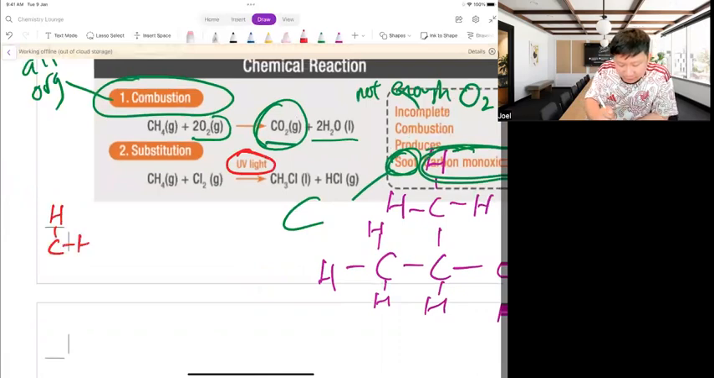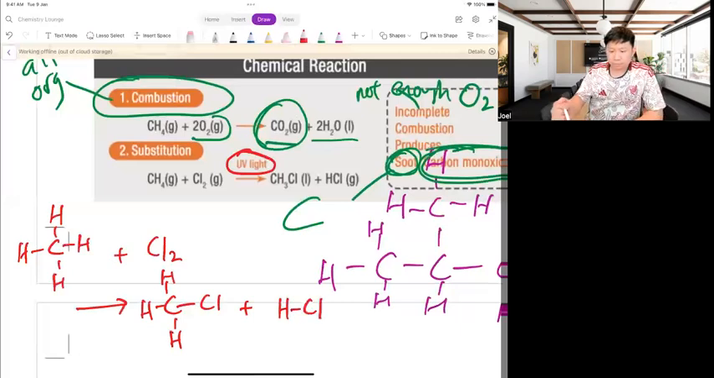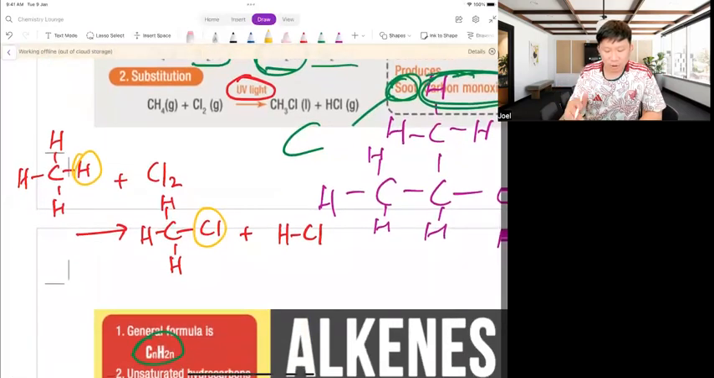First of all, methane plus chlorine. Wow, can you see? There's a substitution that took place. Who substitutes who? The Cl substitutes the H, right? Can you see now? This H is gone, right? A new guy is coming in. The chlorine substitutes the H. Then, of course, one more Cl joins the H to form HCl.